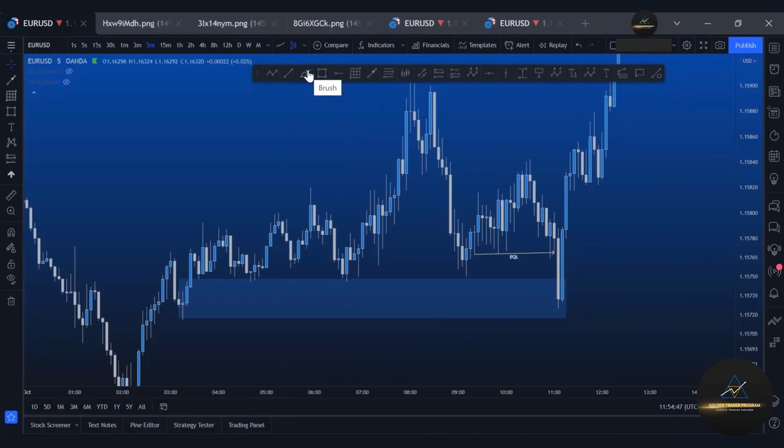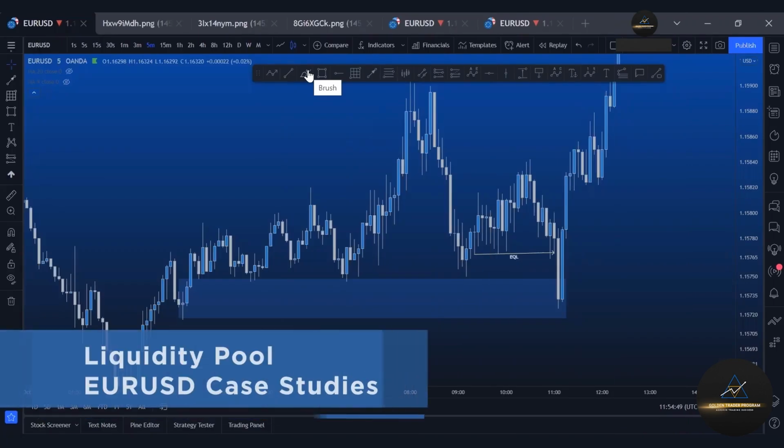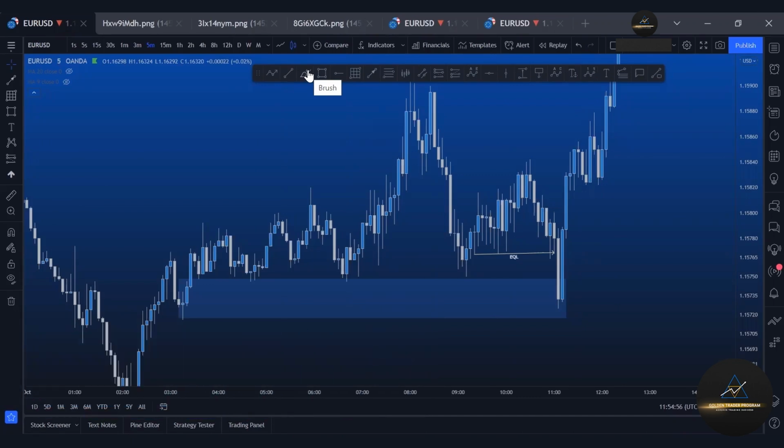Okay, guys, now let's look at some of the liquidity pools on the Euro USD on the 5-minute time frame, and also it works on any time frame. It's all fractals. Depending on your trader schedule, you can trade liquidity pools on the daily, the 4-hour, even the weekly chart, even the 1-second chart. On the 5-minute chart, in this example, I'm just going to give you an idea of how it looks.